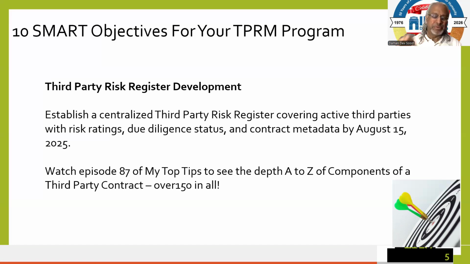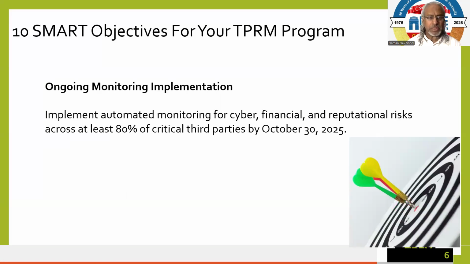So very deep topic. The next one we'll pick up will be about ongoing monitoring implementation. Implement automated monitoring for cyber, financial, and reputational risks across at least 80% of critical third parties. So this time you're not saying all, you're not saying 100%, but you're still keeping a very neat, clear, measurable target. 80% of critical third parties by this date.